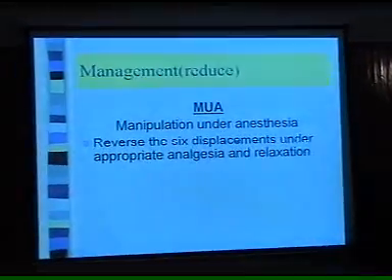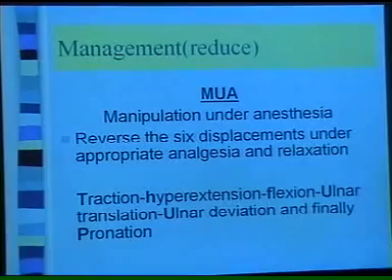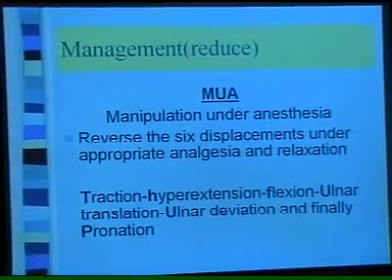And then there's a radial tilting. So it also tilts one way or the other. So this is the displacement. What you want to do, when you want to reduce it, is just reverse all these. If you remember these displacements, you manipulate it under anesthesia, and then reverse the displacements under analgesia and full muscle relaxation. You need muscle relaxation because there are lots of tendons running in front and behind it. That is the way to reduce it.